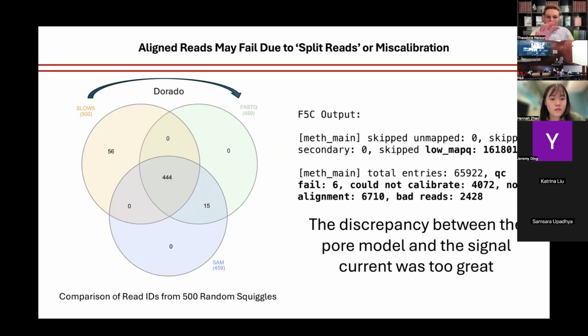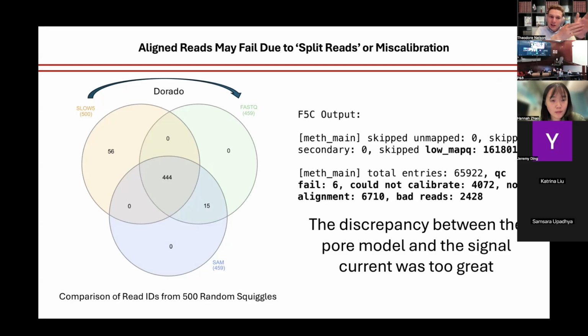What's happening here, this discrepancy, is that for some of the reads, the difference between what the pore model predicted and what the current signal actually was, and the ultimate k-mer sequence prediction from that signal, was too great. So you lost certain reads as a result. The other reason for this is that, in addition to this miscalibration phenomenon, you could also have the split read phenomenon.